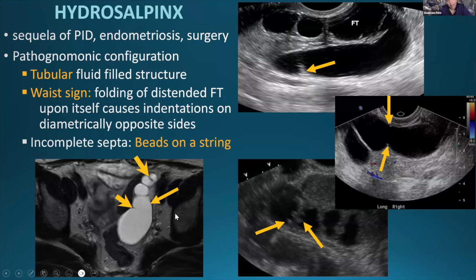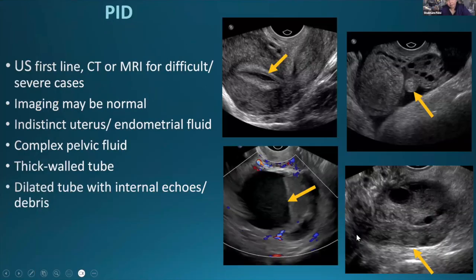orange arrows. The other sign that's described is less frequently used, but it's called a beads on a string sign due to incomplete septa. And here you can see the orange arrows pointing to the beads on a string. So the waist sign and the beads on a string sign.